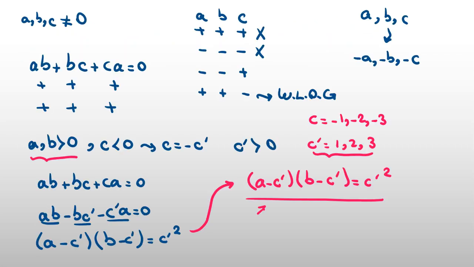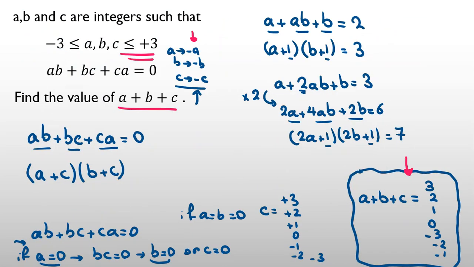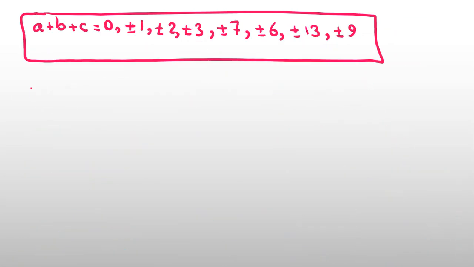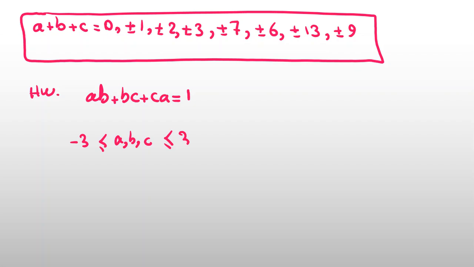And let me write one more homework. As a homework, AB plus BC plus CA equal to 1 and A, B, C are between -3 and 3. Try to solve this as a homework and tell me A plus B plus C is what.